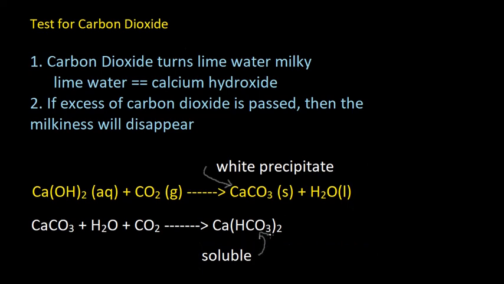The milkiness will disappear. So when first we are passing carbon dioxide through lime water, there is a solid substance that is insoluble in water, which is formed, calcium carbonate, and so that is the reason for the white precipitate and the milkiness of the substance. Next, if you pass more carbon dioxide through it, then what happens? Then calcium hydrogen carbonate is formed, which is soluble in water, and hence the milkiness disappears.